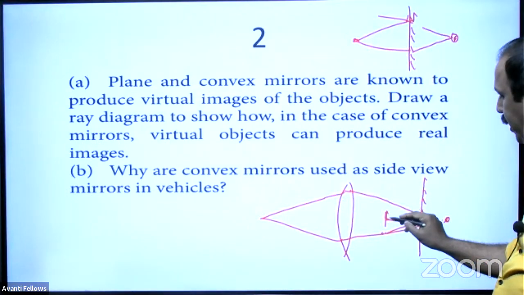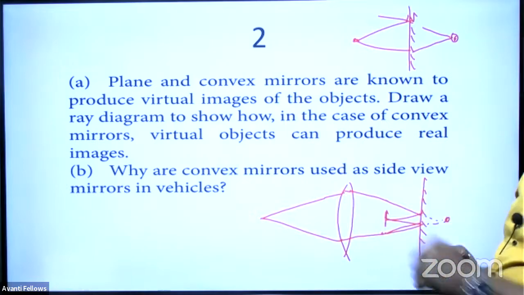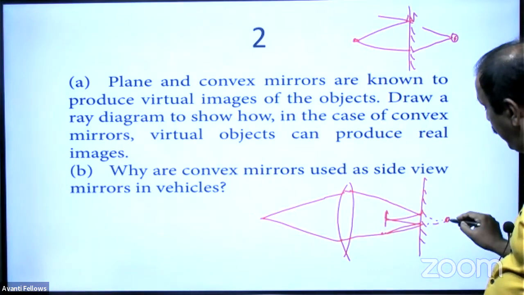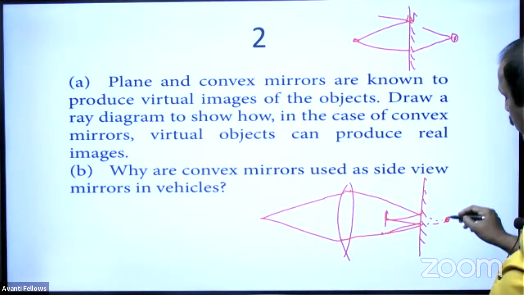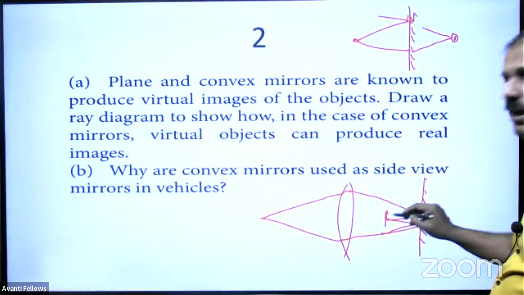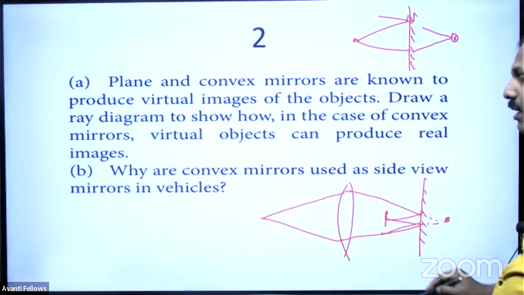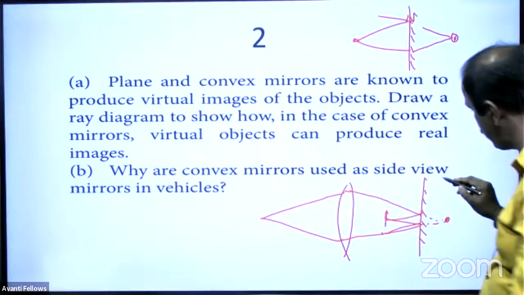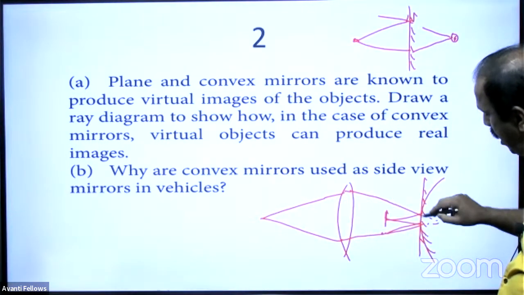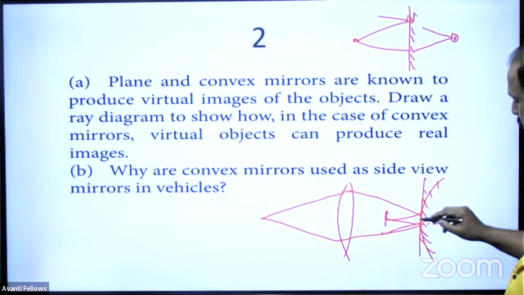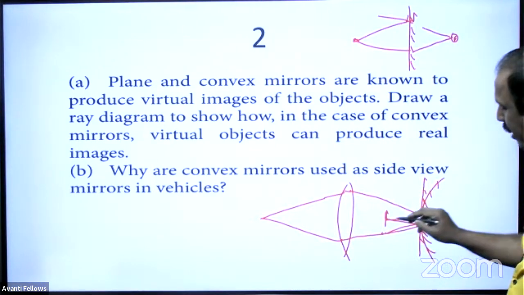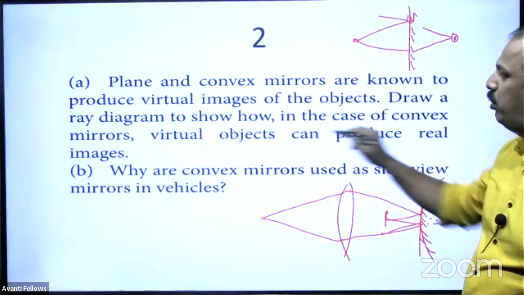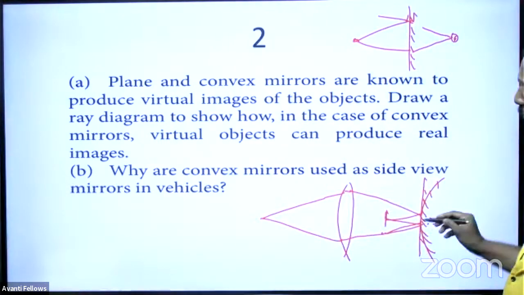I think you got the idea. So for this real image, what is the actual object? Here we have a virtual object. So when the object is virtual, the image will be a real image. You should remember that one. In the case of a convex mirror, also the same thing. For a plane mirror or convex mirror, when the object is virtual, you will get a real image. That's what they are asking. That one you have to explain by drawing the picture like this.